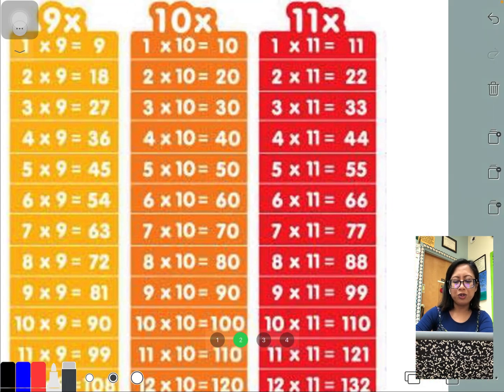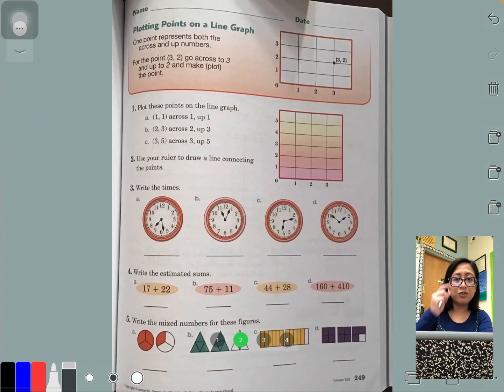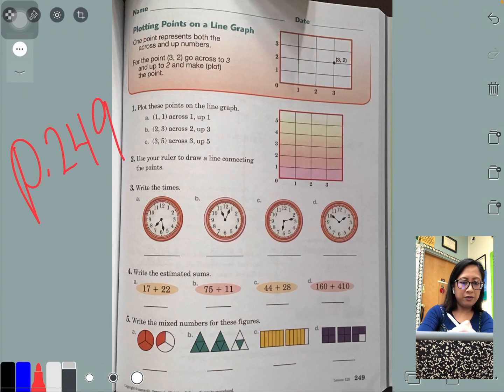All right, now we'll go to math. We'll go to page 249. So I'll write that down. Page 249. We're going to use a line graph. We're going to plot a line graph. To plot means to put a dot somewhere. In terms of math, that's what it means.